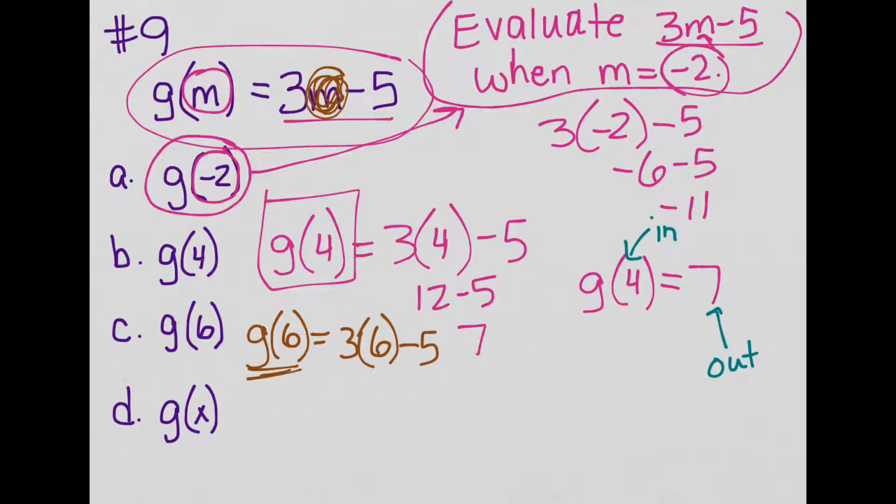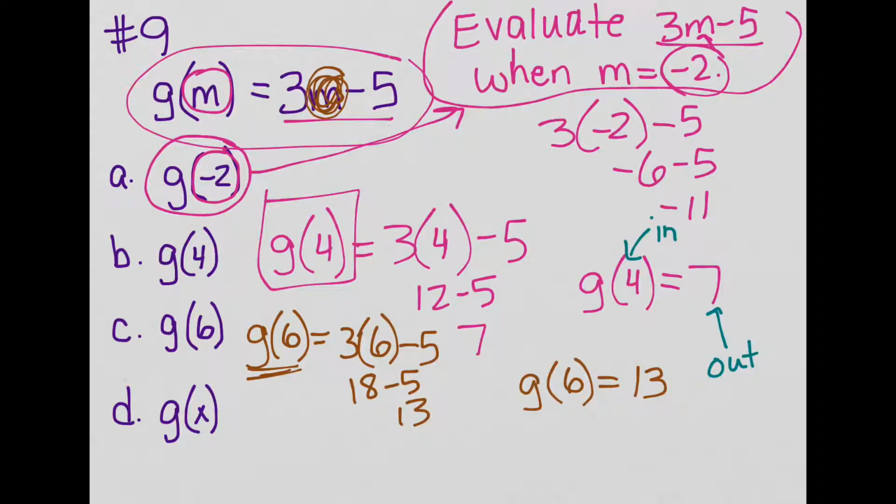Now let's just do it. 3 times 6 is 18. Minus 5 is 13. And so then you could report back, I took the function g, I replaced the variable with 6, and what I got out was a 13. I put in a 6, I got out a 13.